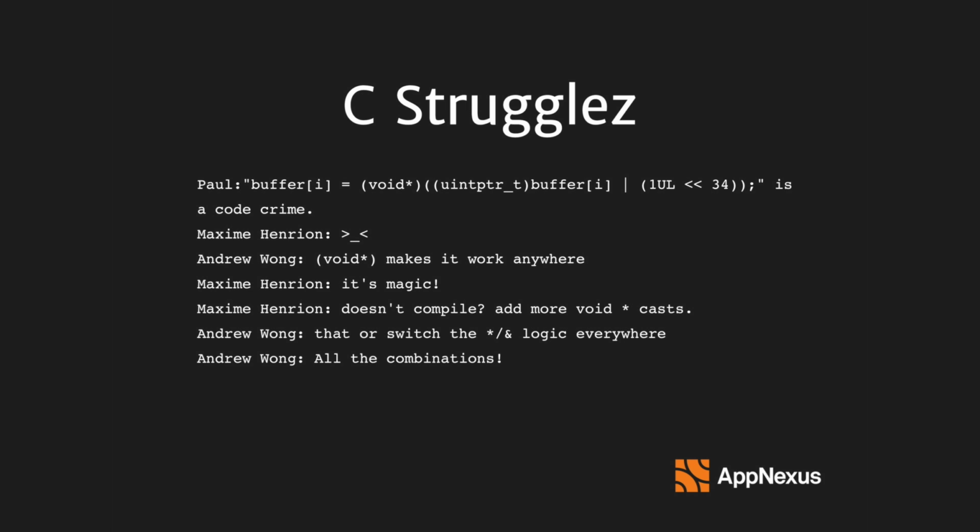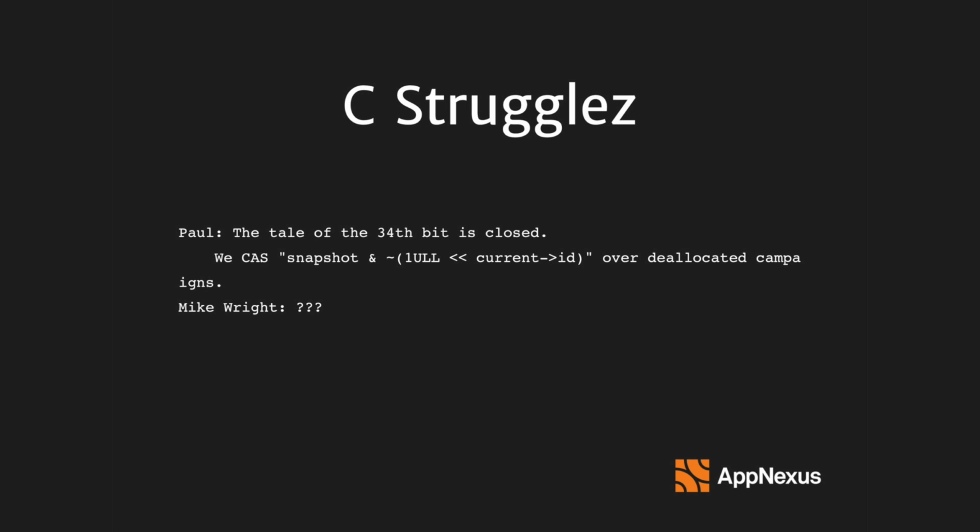However, the answer here turned out to be our fault, of course. So here's another chat log from when we found the problem. Paul says, we compare and swap snapshot and a bit shift of the current thread ID over deallocated campaigns, and Mike Wright says, what? It's a chat log. So here's what happened.